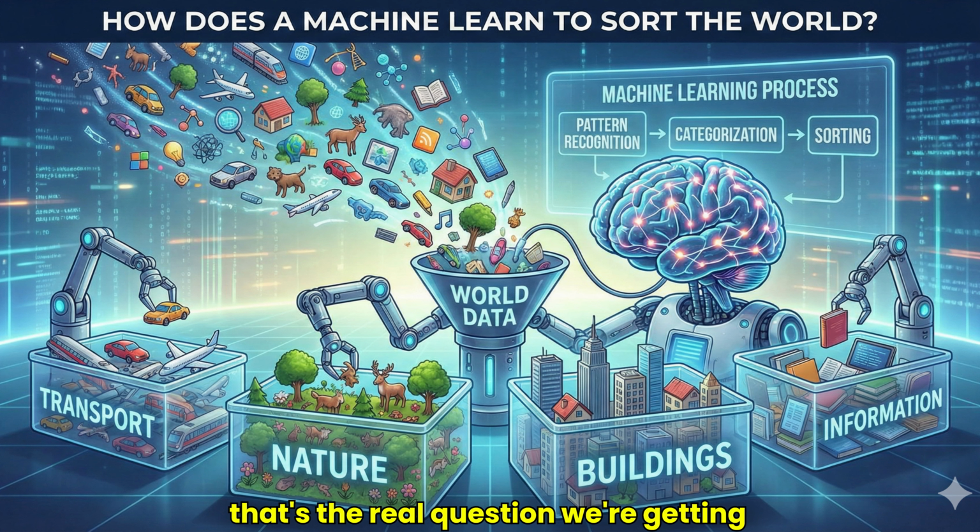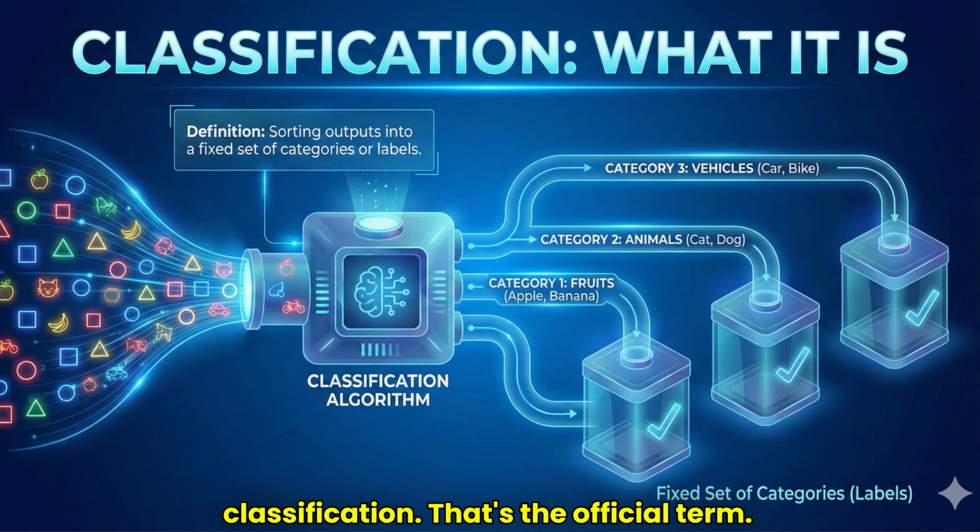And that's the real question we're getting into today. Because let's be honest, it's not just about email. This idea of a machine being able to look at something and put it into the right bucket, it's a cornerstone of the AI that's all around us. And this sorting process, yeah, it has a name. And that name is classification.